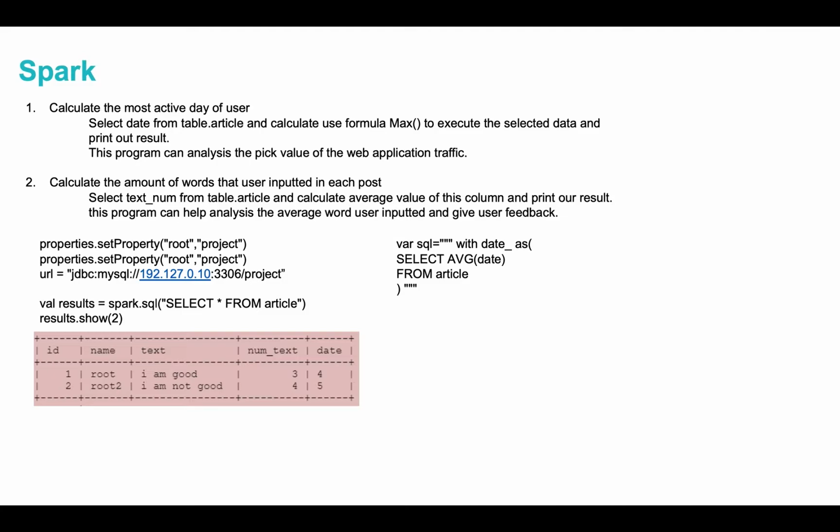The sample code shown over there shows that we are trying to use Spark to connect with the MySQL cluster, and it shows the table from the table article. The other sample code is the sample code of analysis calculation one, which can select the average number of the date column. So that's the end of this project presentation. Thanks for listening.